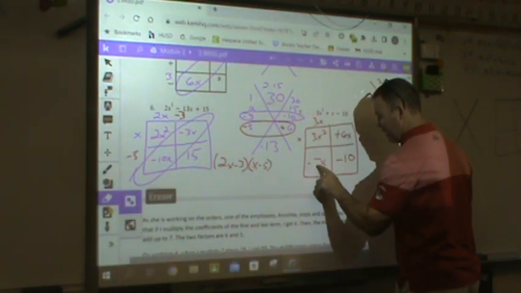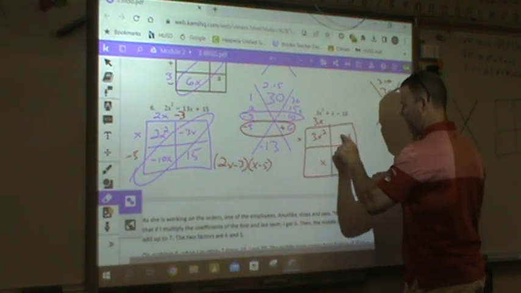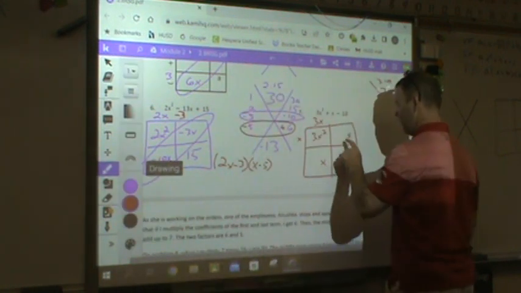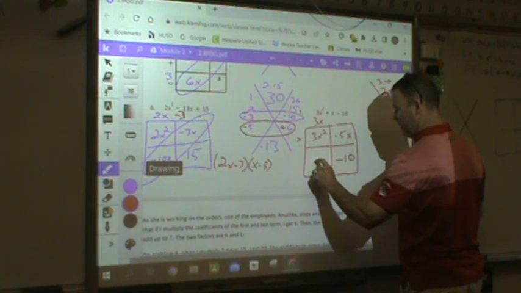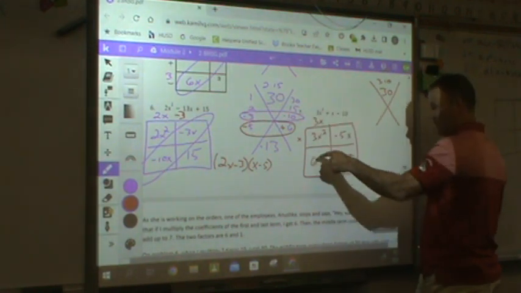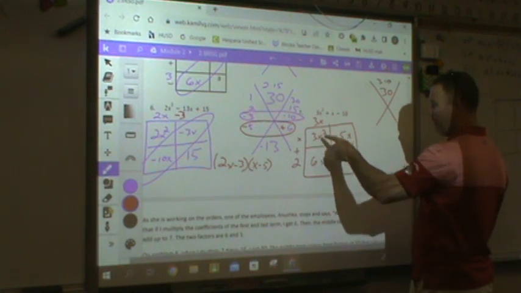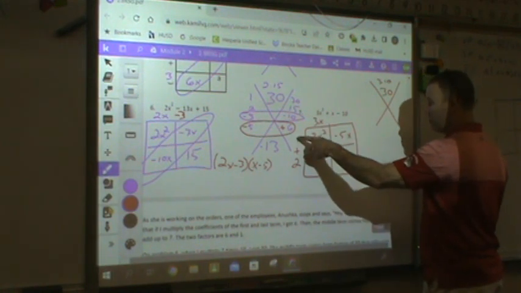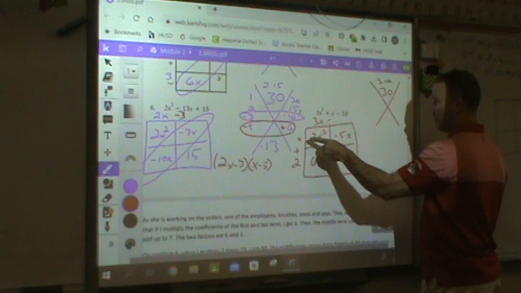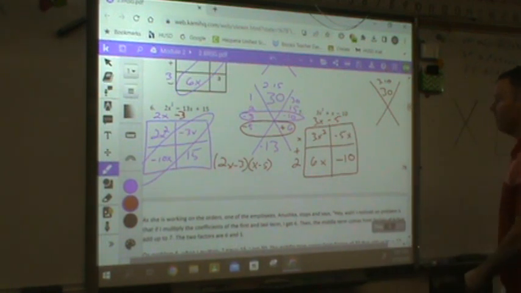So what if I change this to a positive 6? What if I flip-flop these? Maybe this will make a little bit more sense. This is minus 5, and this should be 6. What do I do to 3 to get to 6? I got to multiply by 2. Okay, positive 2. What do I do to x to get negative 5? I multiply by negative 5.